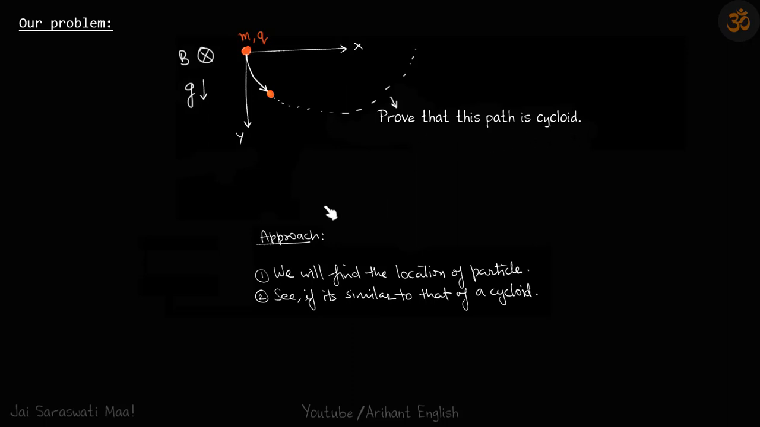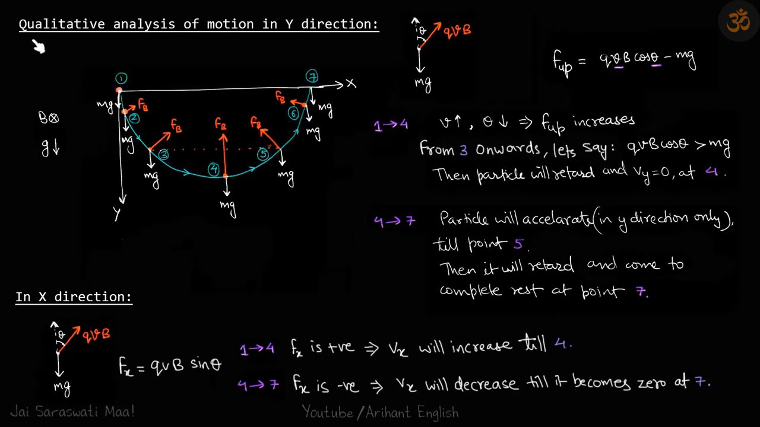Our approach to solve this problem is, first we will find the location of the particle. So we'll find the position of this particle in its x and y coordinates, and then we will see if those equations are similar to that of a cycloid. Before we solve it, let's do a qualitative analysis of its motion in the y direction and x direction.